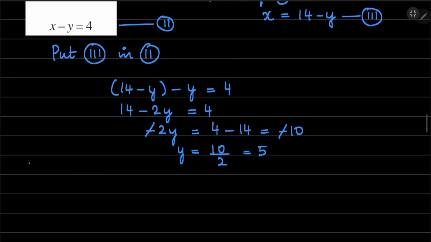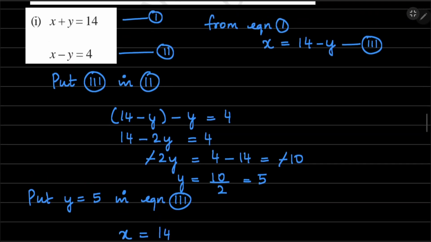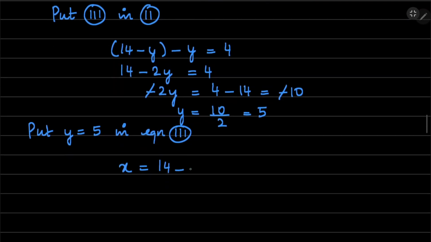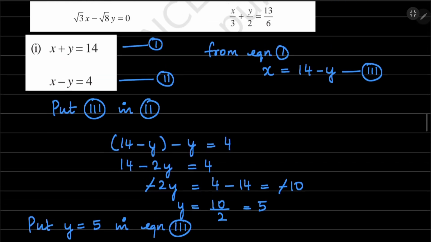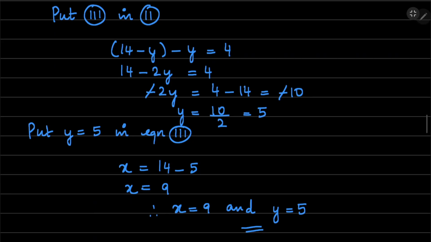Now you can put y is equal to 5 in equation 3. So what do you get? Equation 3 is nothing but x equal to 14 minus y. So in place of y, I'll write 5. What is 14 minus 5? It is 9. So therefore, you can write finally x is equal to 9 and y is equal to 5 is the final solution. Okay, so this is how we have to do the substitution method.